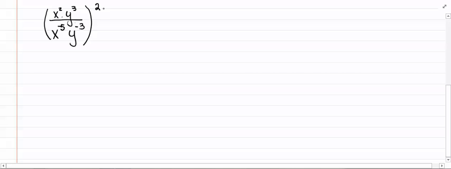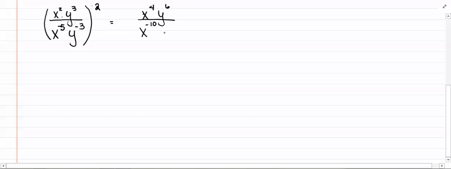And then raise that all to the 2 power. There's a couple of ways that you can work with this problem. I generally raise everything to the outside power first, get rid of the parentheses. You don't have to do that, but that's just the way I start them out. When I raise a power to a power, I multiply the powers together.